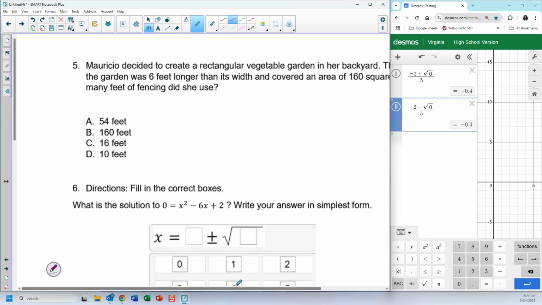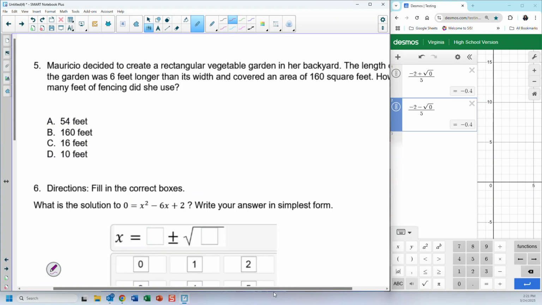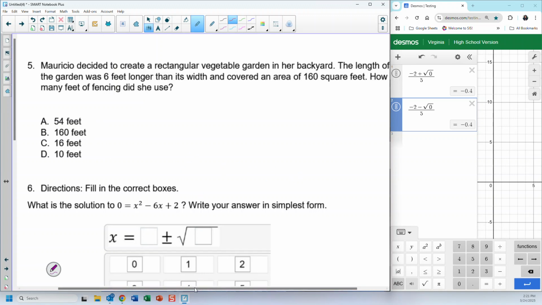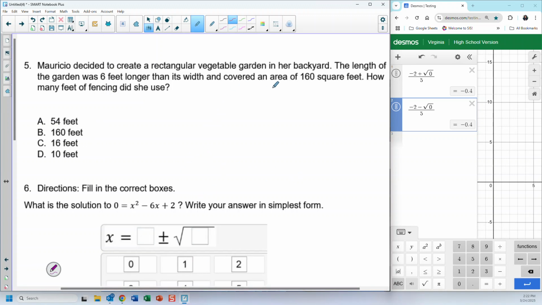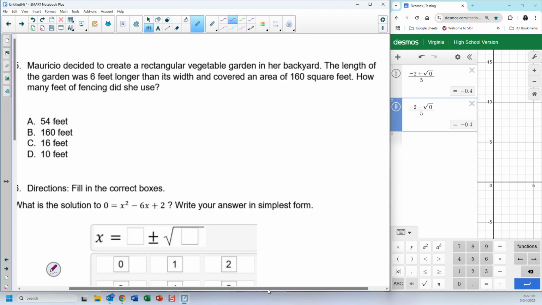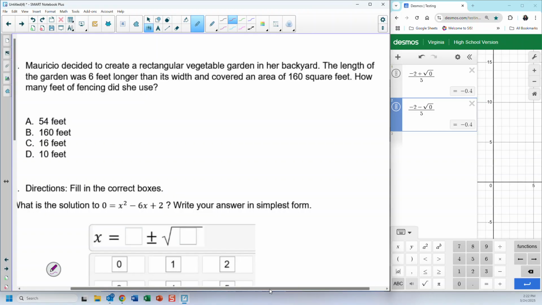All right, next one. Number 5, Mauricio decided to create a rectangular vegetable garden in her backyard. She probably should say his backyard. The length of the garden was 6 feet longer than its width and covered an area of 160 feet. How many feet of fencing does she use?